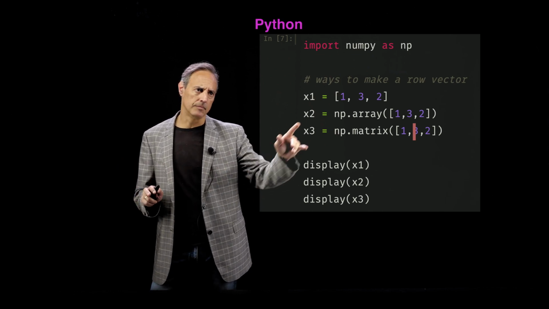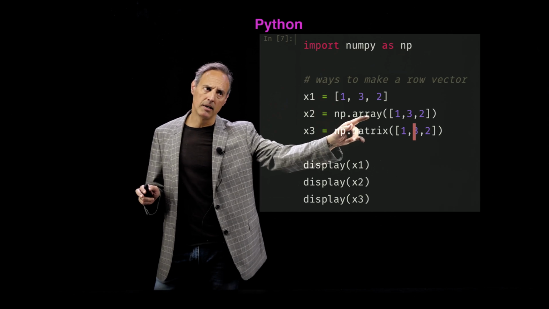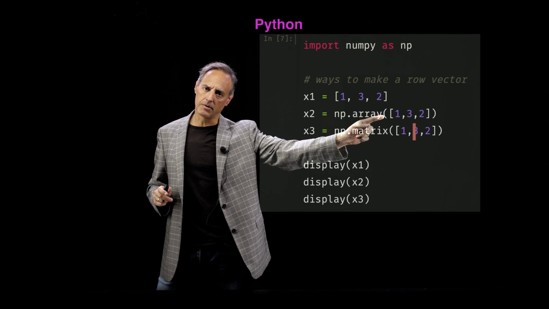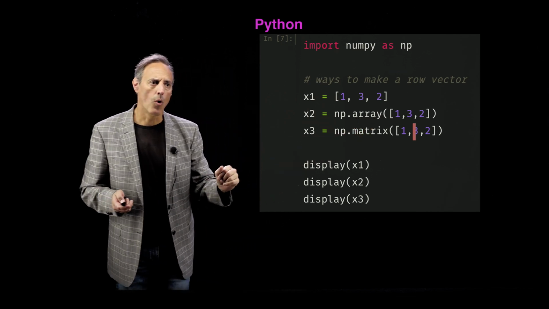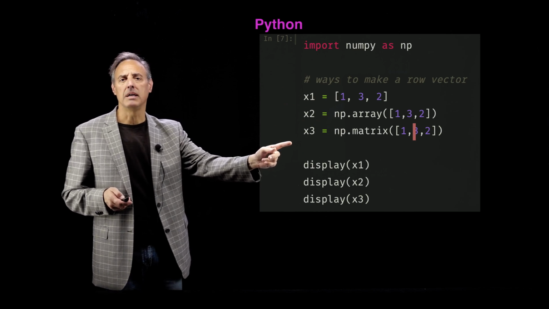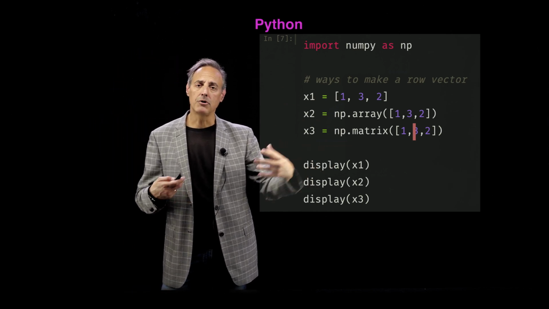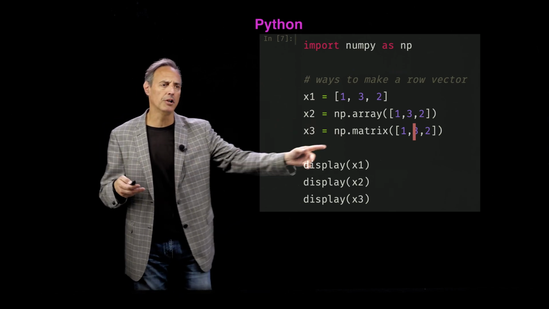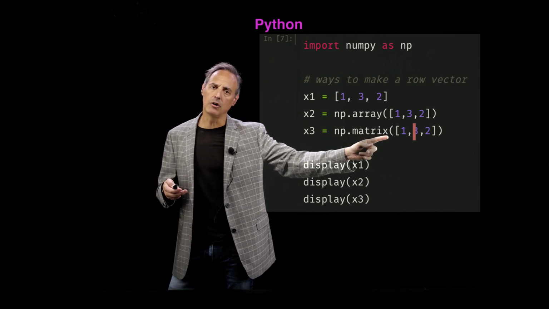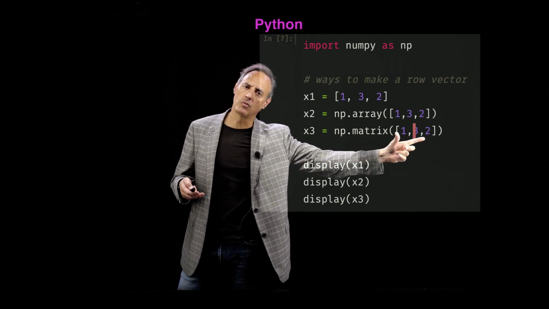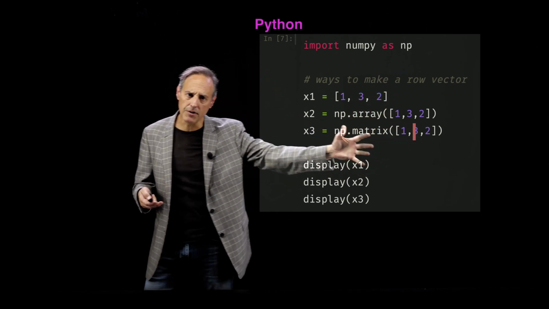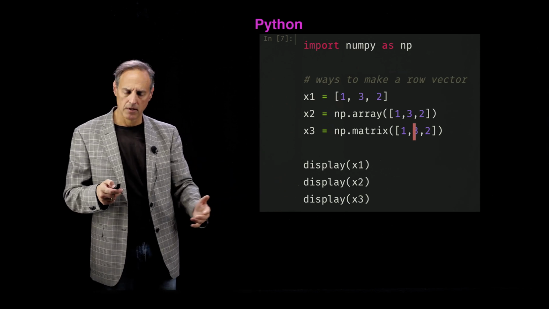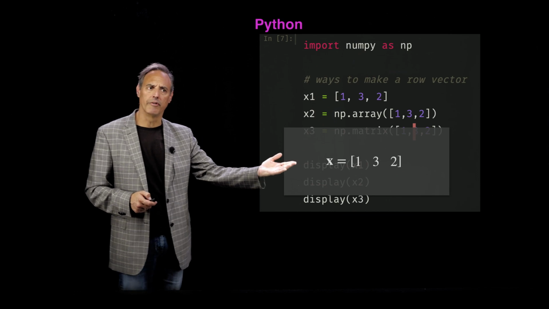You could alternatively write this as np.array. Now you have parentheses and then square brackets, and then the numbers, again separated by commas. Or you could even do something like np.matrix. The matrix object or command is a little bit broader. You can have multiple rows, multiple columns, but here what we're doing is putting in a single row, which is in this square bracket structure here. These are all equivalent. You can display these just by the display command, and what this gives you is this row vector right here, 1, 3, 2.